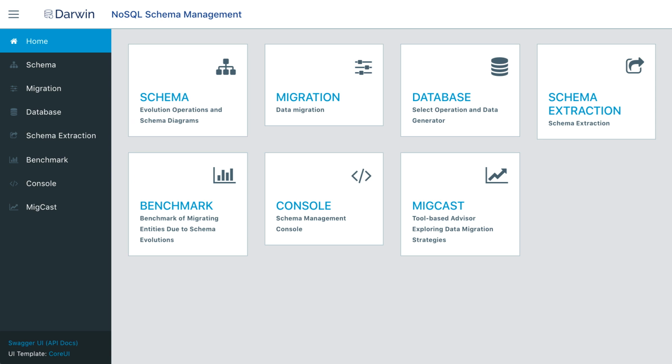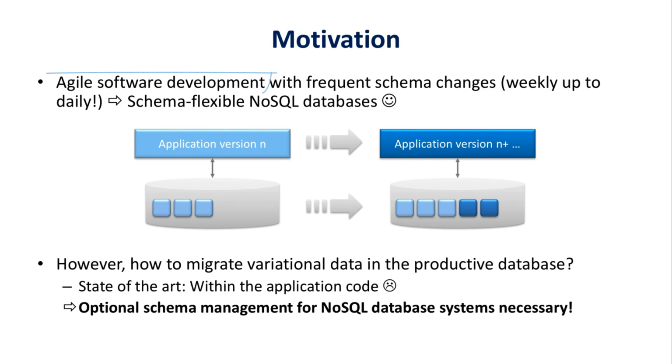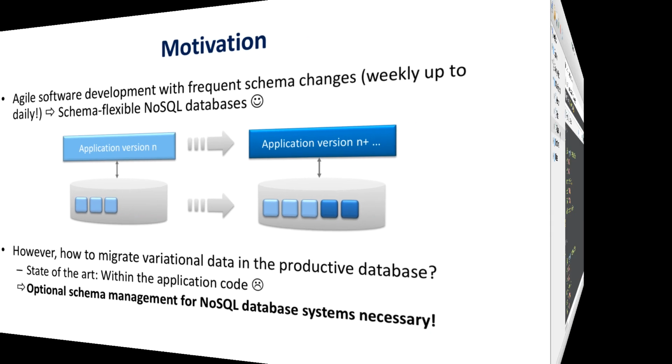application. We're going to show the features of the Darwin middleware by example of a gaming application. Imagine that this game is developed in an agile setting, so typically the schema is altered many times. Because NoSQL database systems are often schemaless, schema changes have to be handled in the application code. As a consequence, developers need to deal with heterogeneous legacy data that is managed in the database.